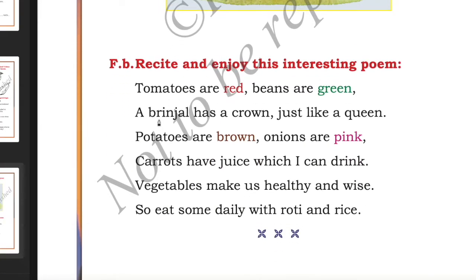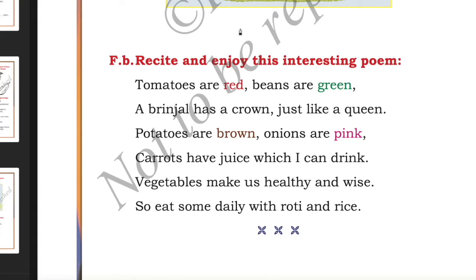And here is an interesting poem. Tomatoes are red, beans are green. A brinjal has a crown just like a queen. Potatoes are brown, onions are pink. Carrots have juice which I can drink. Vegetables make us healthy and wise, so eat some daily with roti and rice.